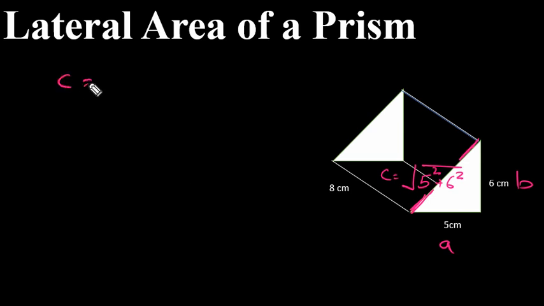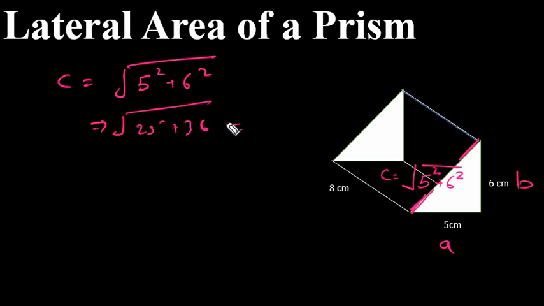So let's say C is square root of 5 square plus 6 square. That will give you square root of 25 plus 36, and let's use the calculator. So square root of 25 plus 36 will give you 6.40, right? That is giving us 6.4. So let's just take 6.4 centimeter. Now we know all the sides, right? So I'm just removing this part from here. Now you understand.